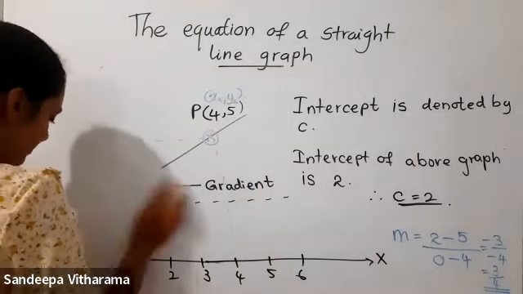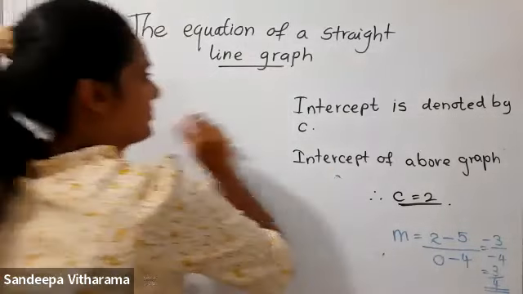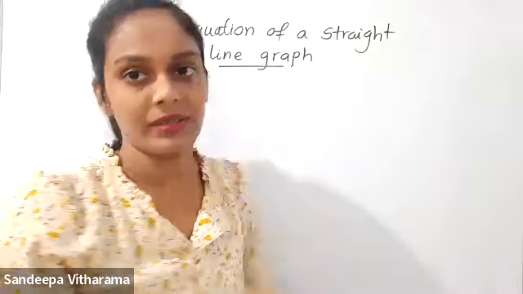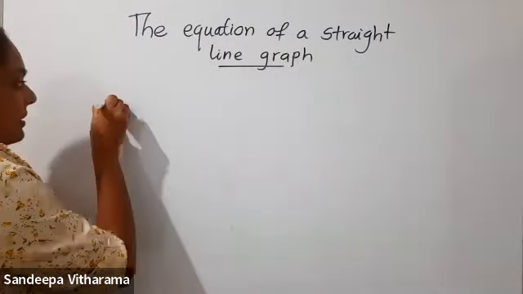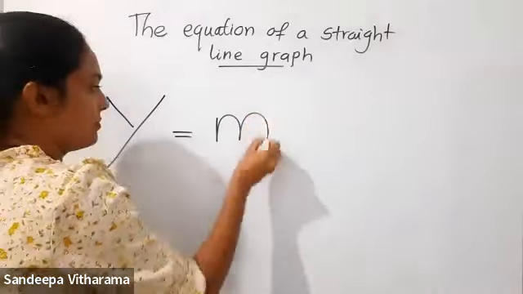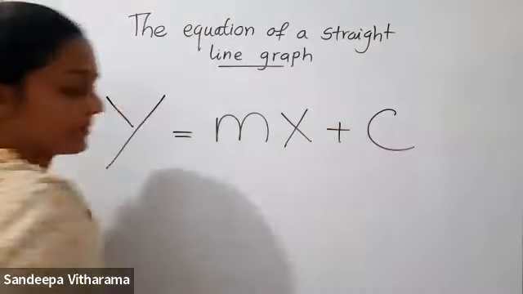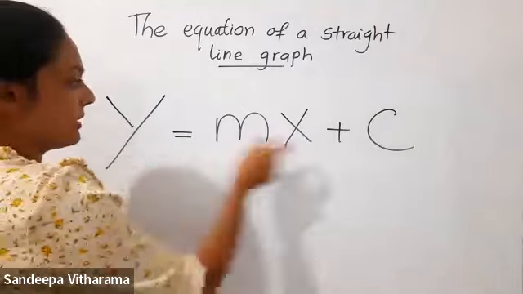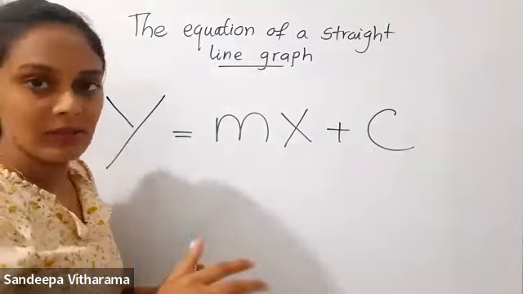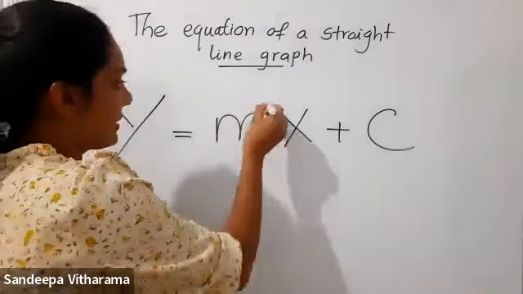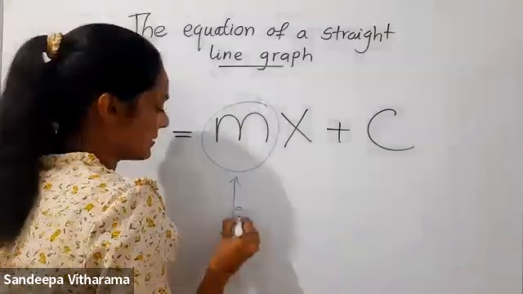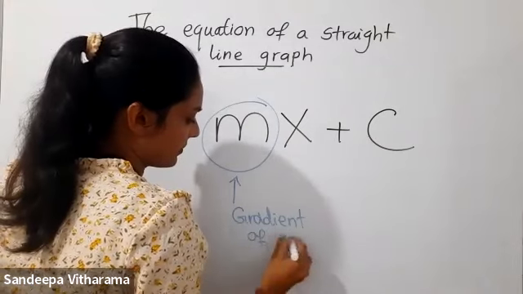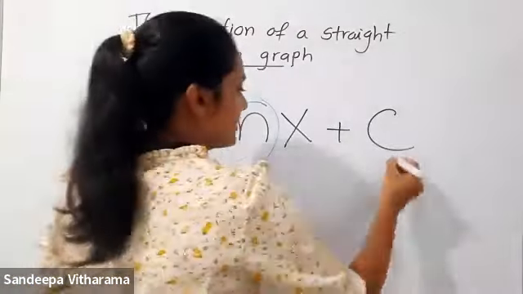Then when we consider the equation of a straight line, it is given by y equals mx plus c, okay? This is the equation of the straight line graph. Then y and x are the coordinates of a particular point on that straight line. And m is the gradient of the graph. And c is the intercept of the graph.